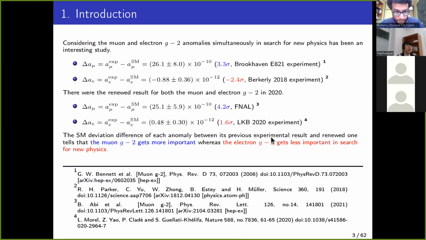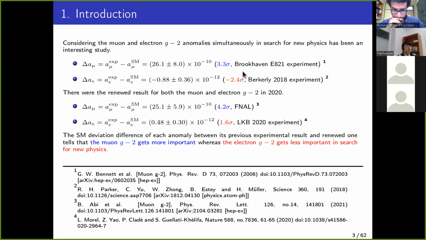Okay, so let me start. Here our main motivation started from considering both anomalies simultaneously. Considering the muon and electron g-2 anomalies simultaneously in the search for new physics has been an interesting study. Actually, one of our projects also focused on explaining both anomalies simultaneously.